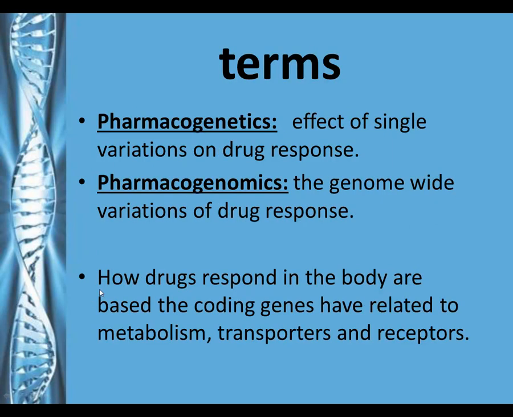Some terms we need to be familiar with: pharmacogenetics talks about the effect of a single variation, one single gene variation, on the drug response that we get from taking medication. And then there's the term pharmacogenomics, where we're looking at the whole genome for these variations in drug responses. So keep those two definitions in mind as you study for the final and as you think about this week's quiz.